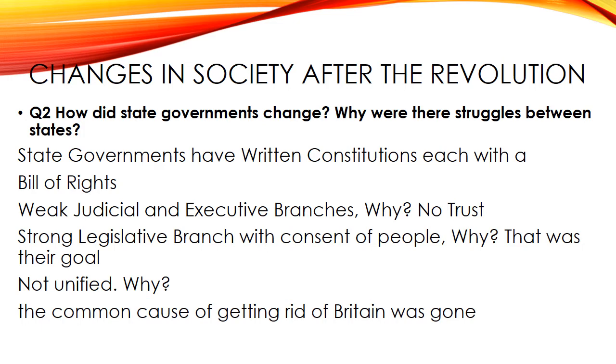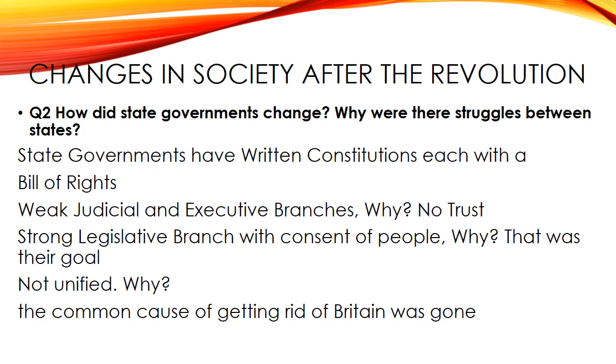All right, the structure of the government. Most of the states had weak judicial and executive branches because they had no trust in the king and they had no trust in the court system. And therefore, when they made their own country and their own states, they're like, well, you know what? Power gets to the heads of individuals. So we're going to just keep this government in the hands of the people.